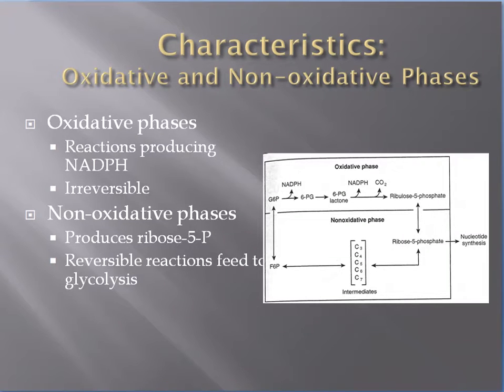The pathway has oxidative and non-oxidative phases. The oxidative phase reactions produce NADPH and are irreversible. The non-oxidative phase produces ribose 5-phosphate, and its reversible reactions feed into glycolysis. This diagram shows glucose 6-phosphate going to 6-phosphogluconate, then to ribulose 5-phosphate through intermediate steps. Here nucleotide synthesis will occur.